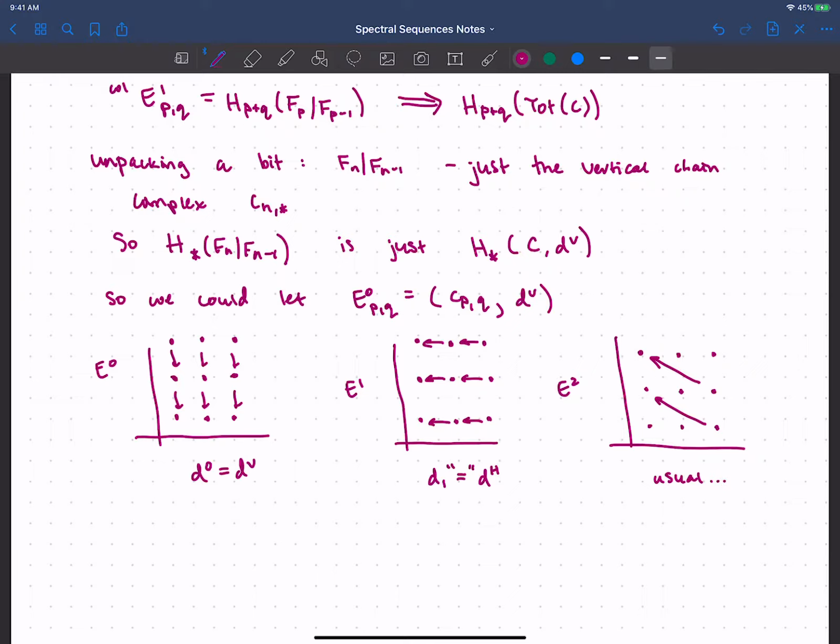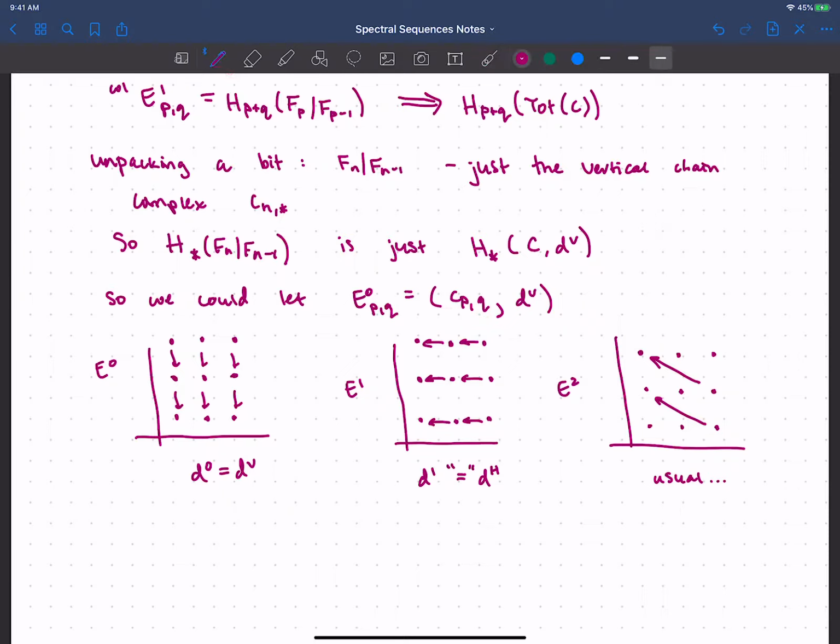So all I'm trying to say is, if you ignore this E0, this is your usual homology spectral sequence starting on the E1 page. What's sort of miraculous here is that we can go back to E0 and say that's really just our double complex, and ignore part of the differential, only take the vertical.